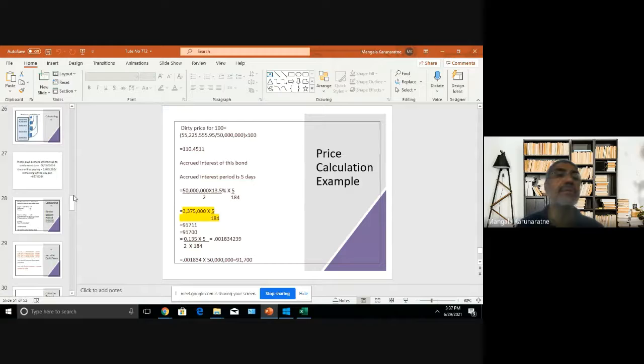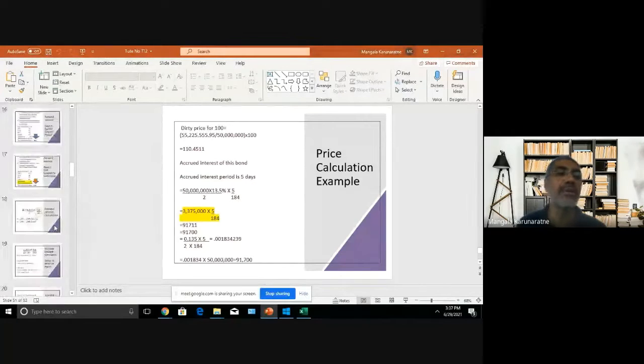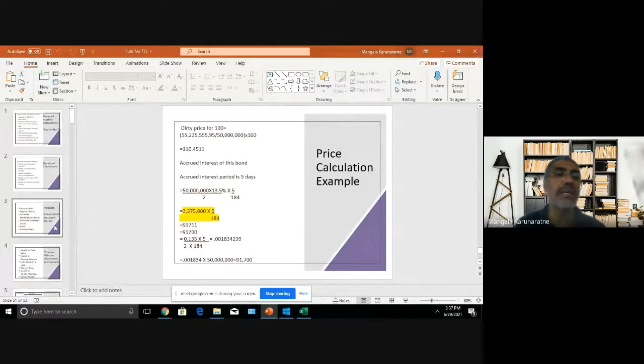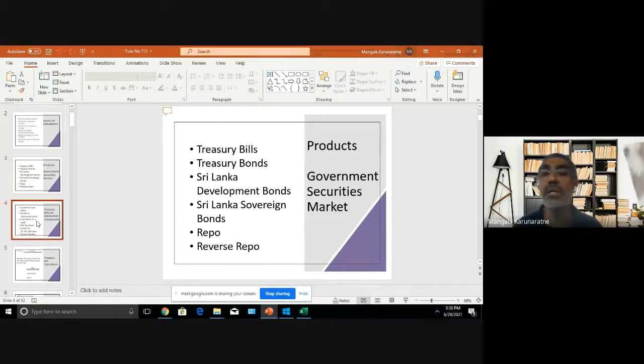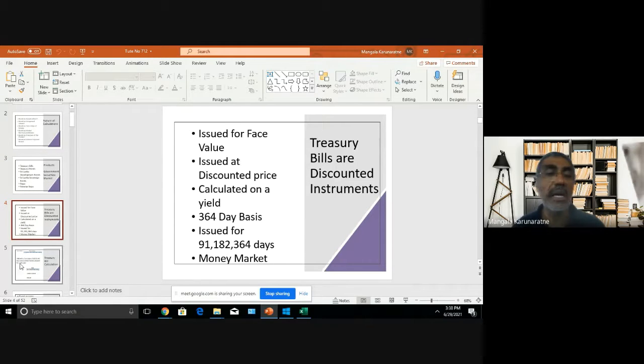I would like to go through a few slides just to refresh your minds. We were talking about calculations of financial products. We went through treasury bills and treasury bonds. These are the products I have selected for the calculations: bills, bonds, SLDBs, sovereign bonds, repo and reverse repo.